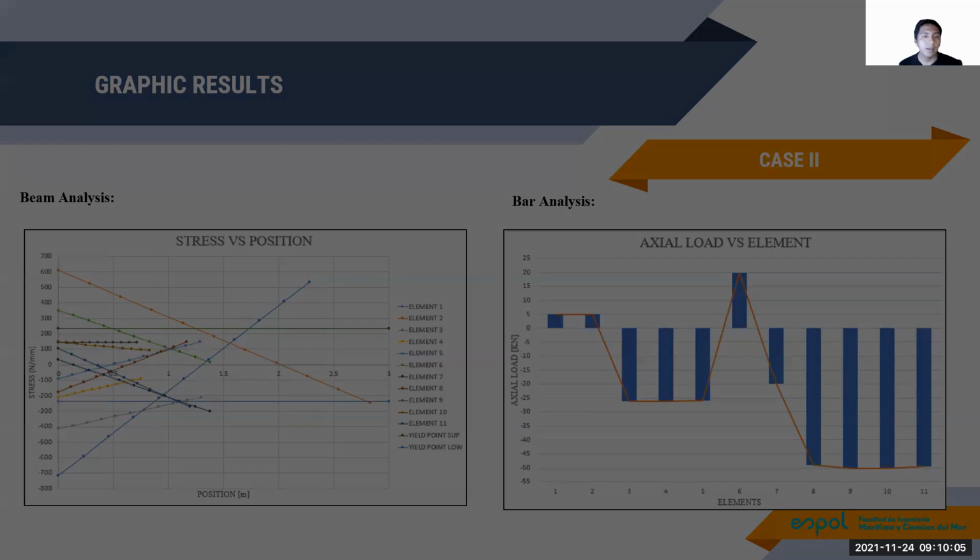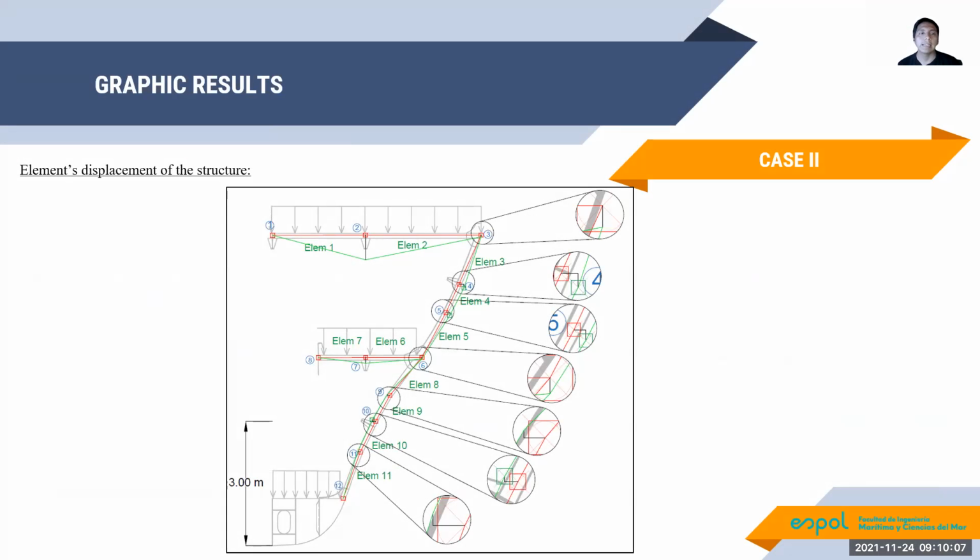Now, in the conclusion, sorry. In this slide, you can see the displacement of the joints in the case of joints 2 and 7 of the structural elements by applying the finite element method. Joints 2 and 7 are the most notorious compared to the others.